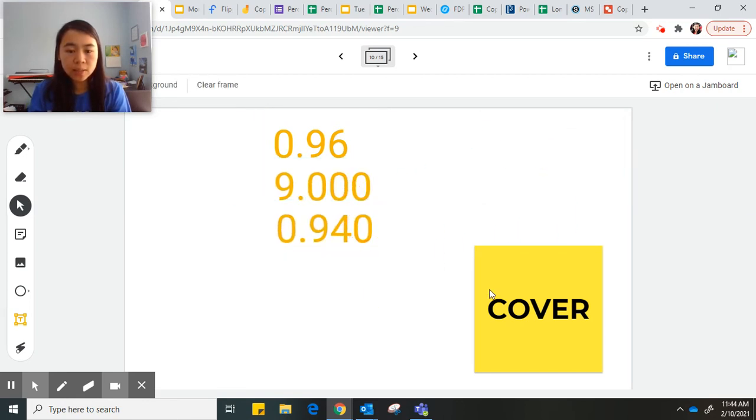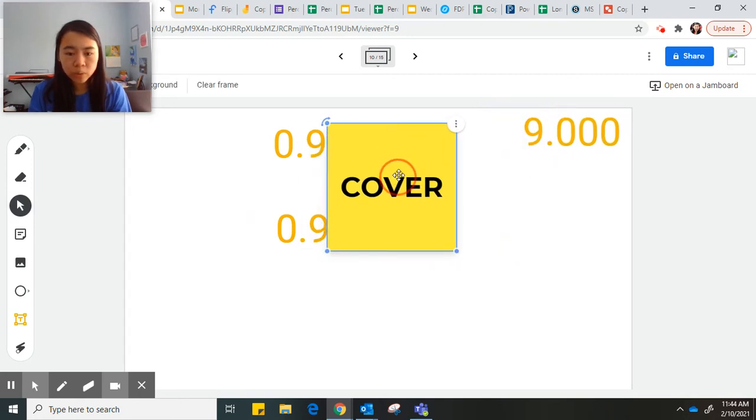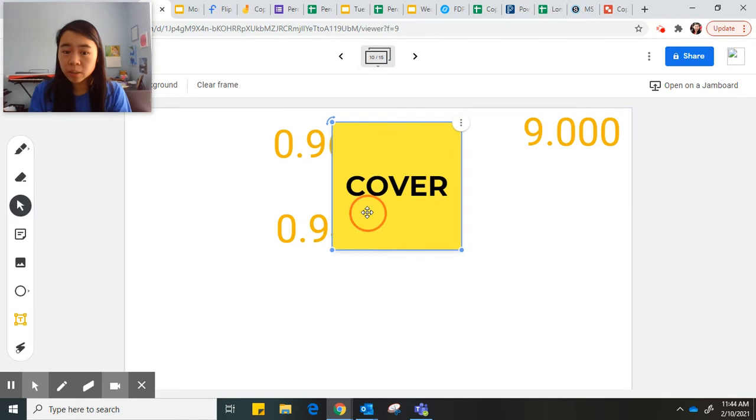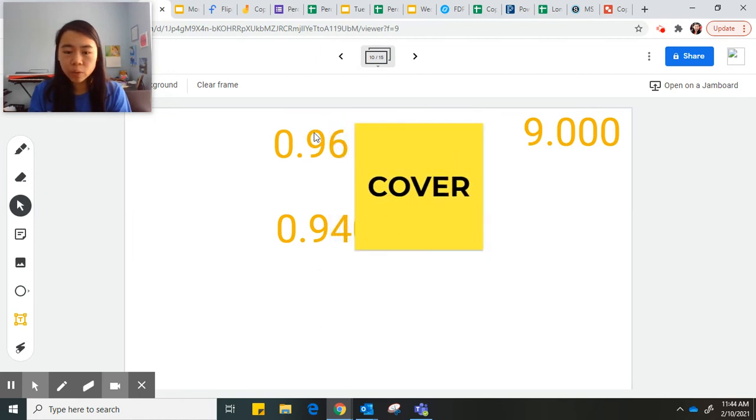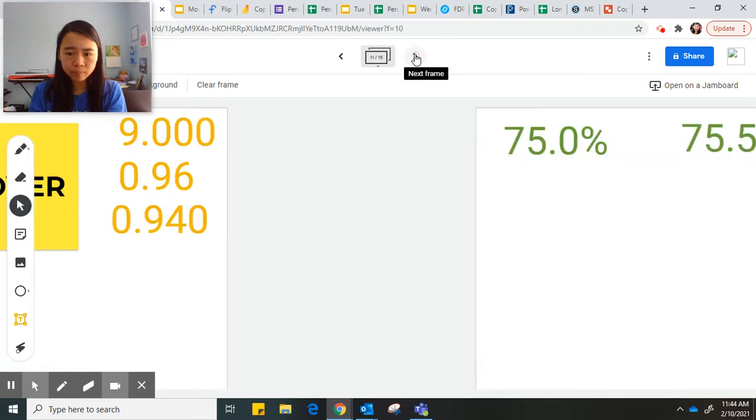Okay, line up our decimal place, cover up our decimals. Let's just look at the whole numbers. We know this whole 9 is bigger than 0, so this is our largest number. Let's reveal one decimal place at a time. 9 and 9. Let's keep going. 6 and 4. So 0.96 is going to be a little bit larger than 0.94. Okay, one place at a time.